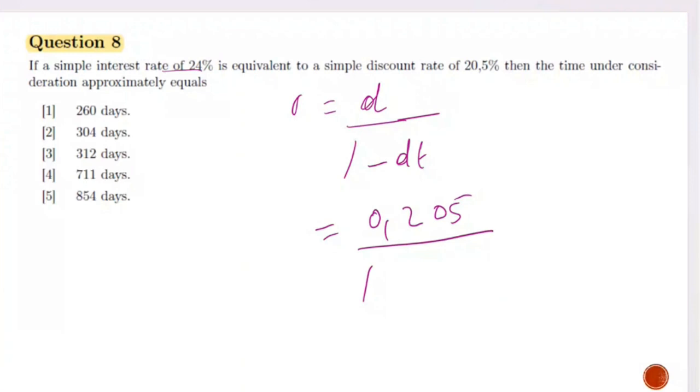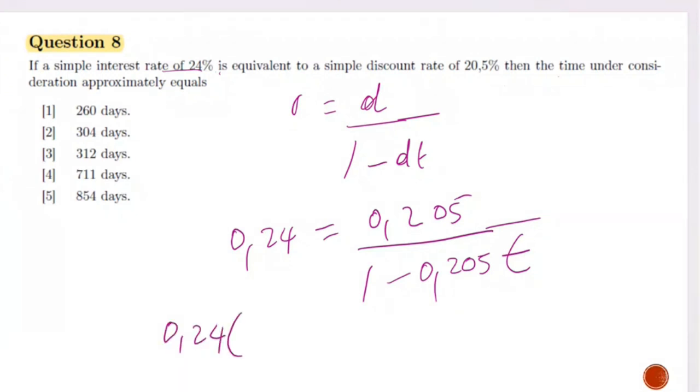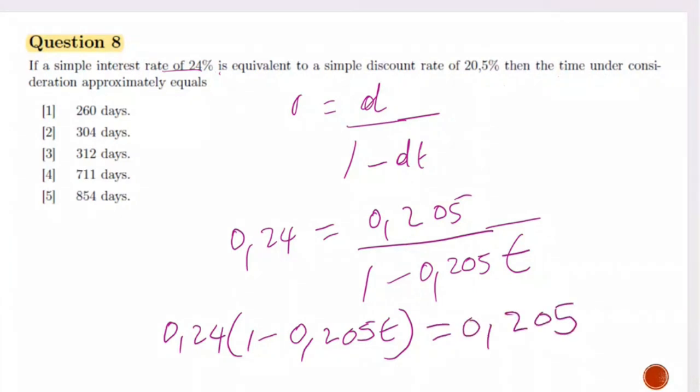What are they looking for here? If the simple interest rate is 24%, simple discount, then you're looking for the time. Your R is 0,24. Your D is equal to 0,205. What is your time? You don't know. Okay, so here what you do, you just simplify for your T. So you've got 0,24 into 1 minus 0,205 T is equal to 0,205. So you can just simplify for your T.